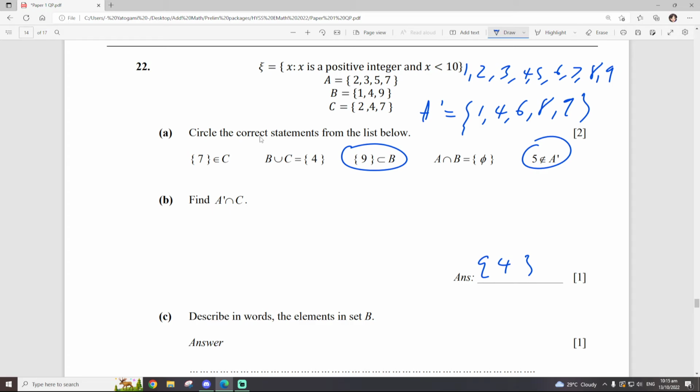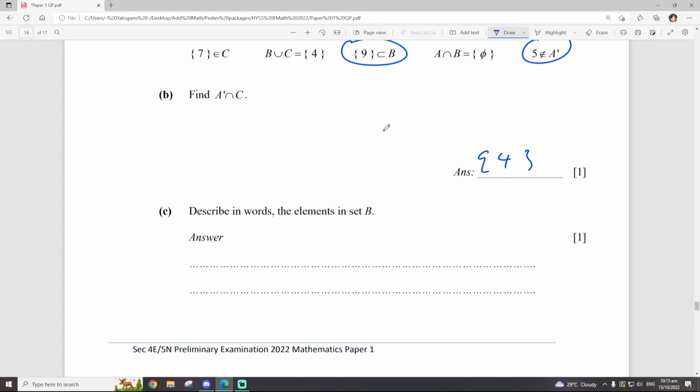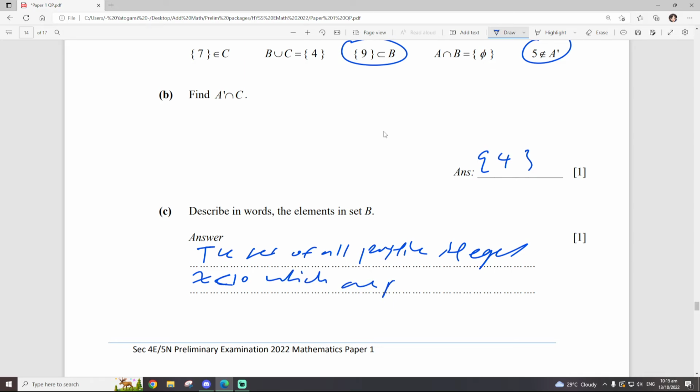Describe in words the elements in set B. Well, it's actually 1, 4, 9 are all perfect squares, right? So the set of all positive integers x less than 10, which are perfect squares. Okay?